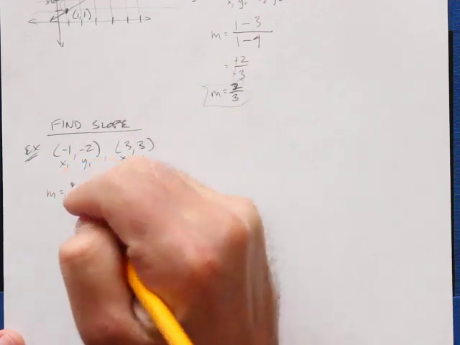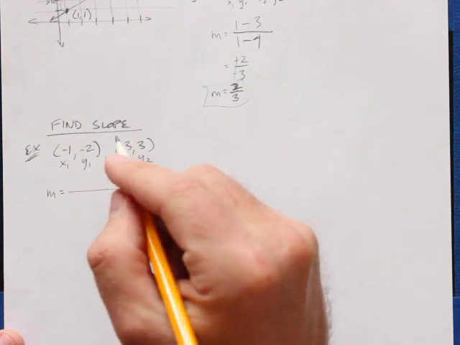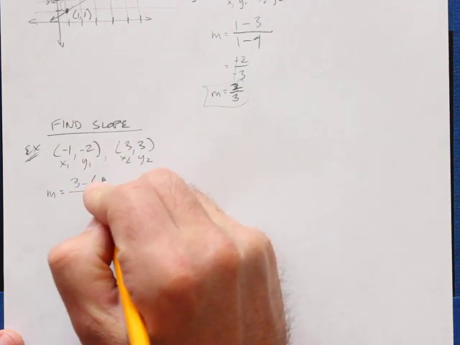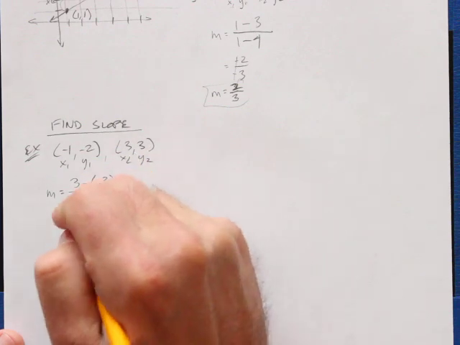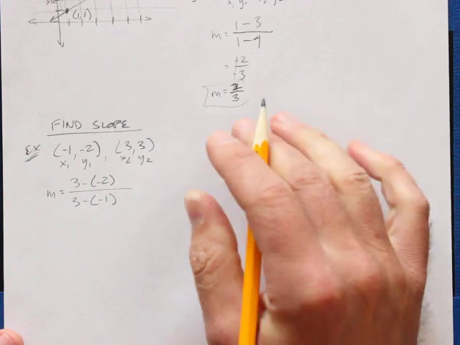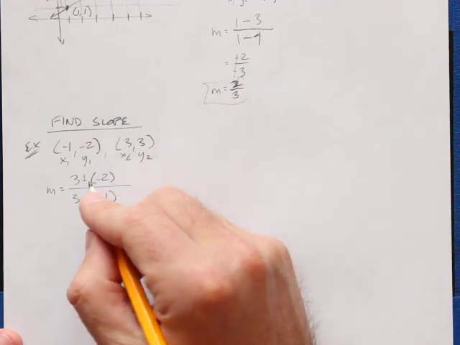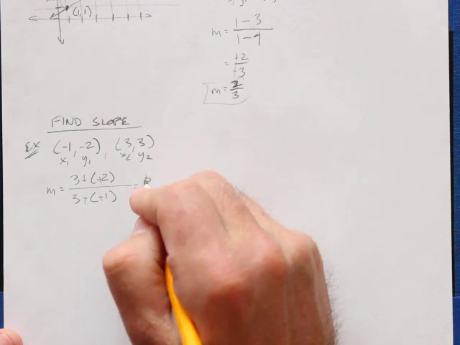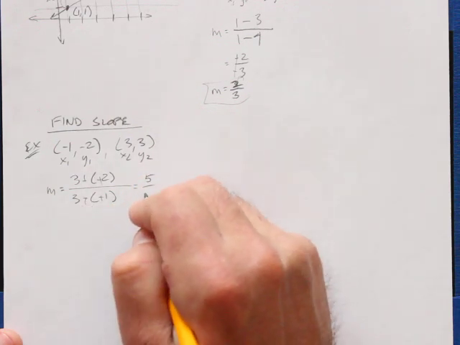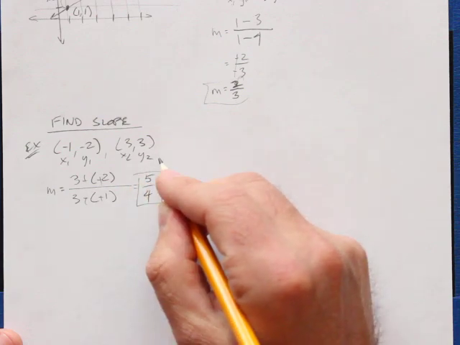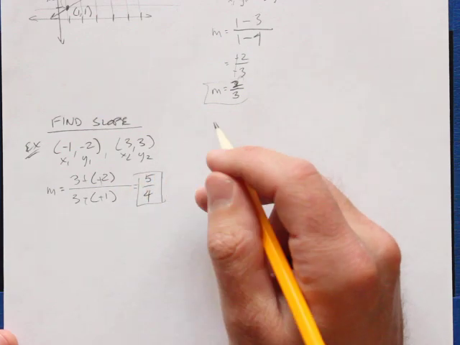I use the slope formula, m equals y2, which is 3, minus y1, which is -2, over x2, which is 3, minus x1, which is -1. And so this becomes plus, and I have 3 plus 2 is 5, 3 plus 1 is 4. And that's my slope. Up 5, to the right 4 is my slope.